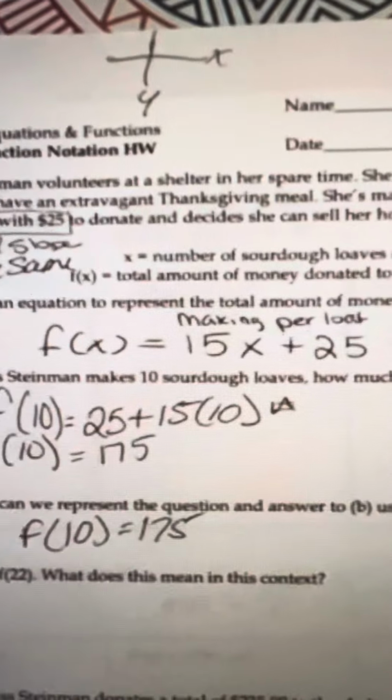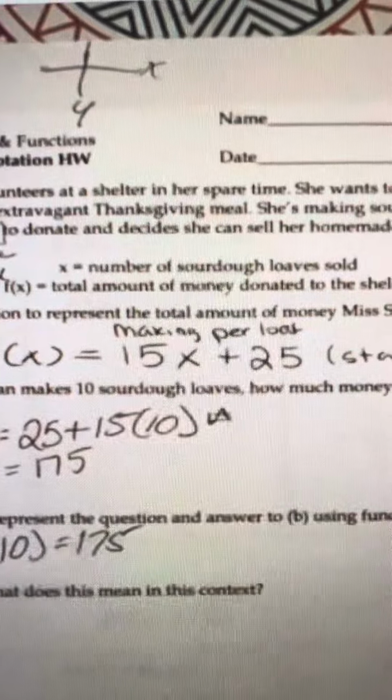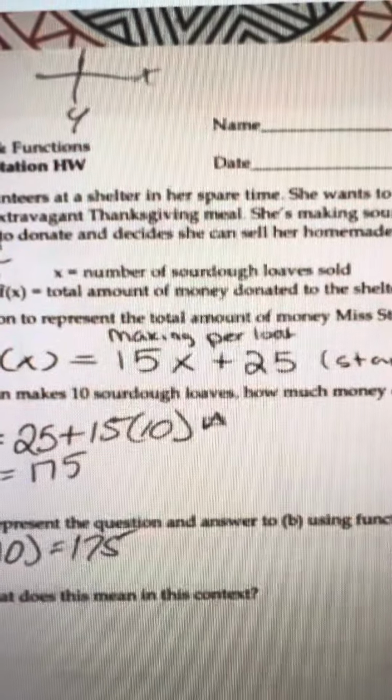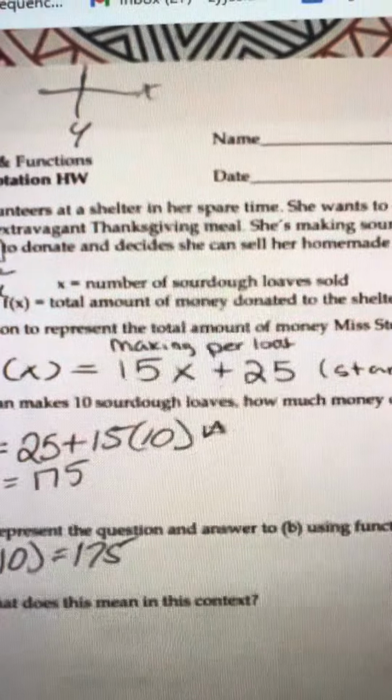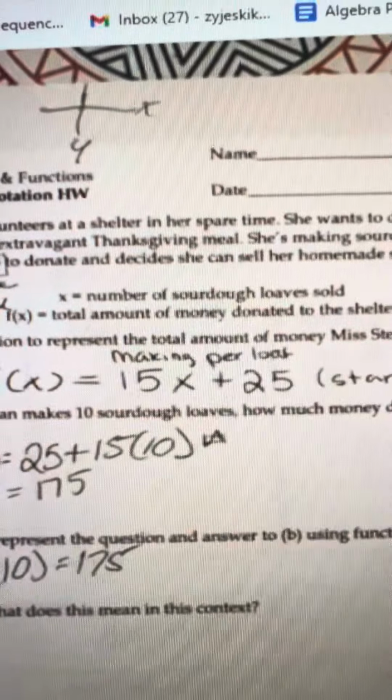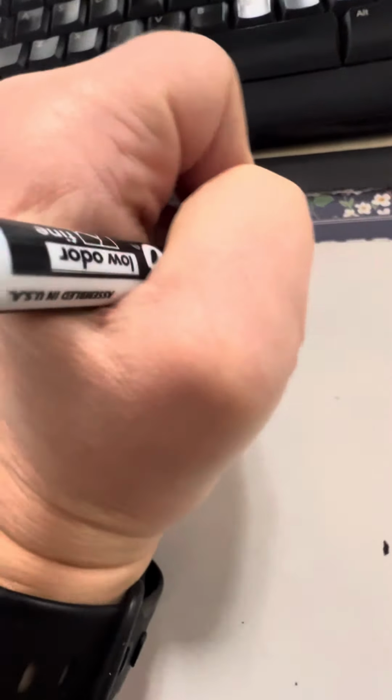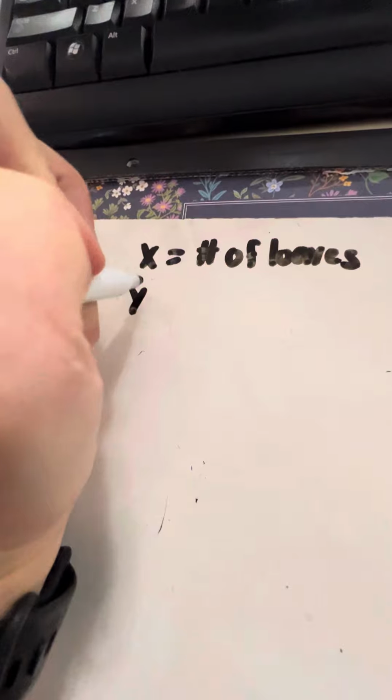loaf. So we're given the information that the X value is the number of sourdough loaves that she's selling, and then our F of X is our total amount of money that she's donating to the shelter. So the first thing I'm going to do is write an equation that's representing that situation. So if we know the X is our number of loaves, and then we know that our total amount that she's donating is our F of X, just write that.